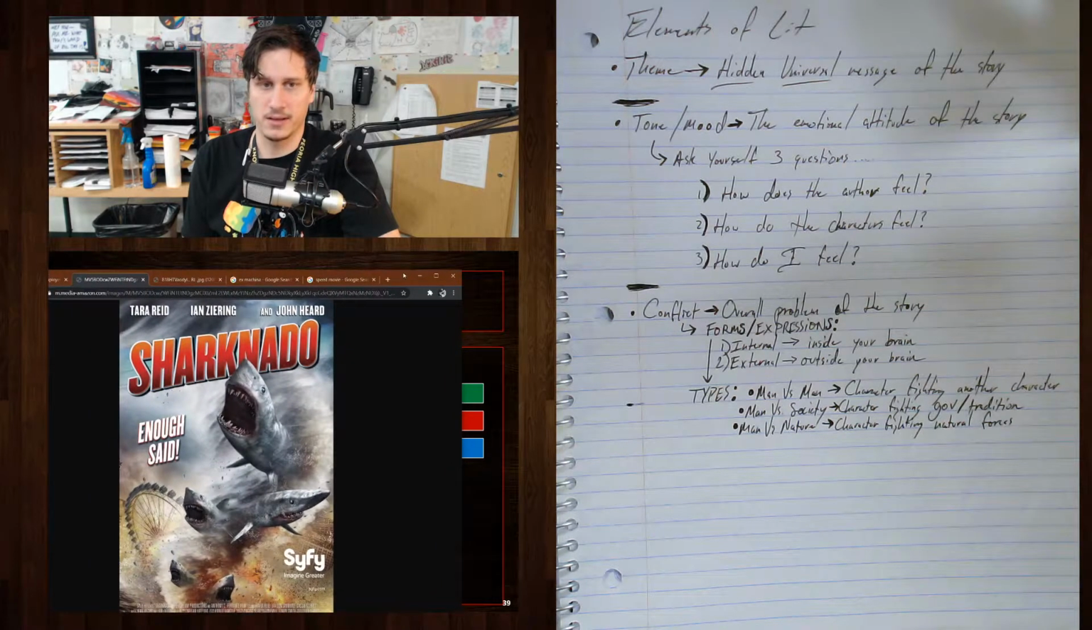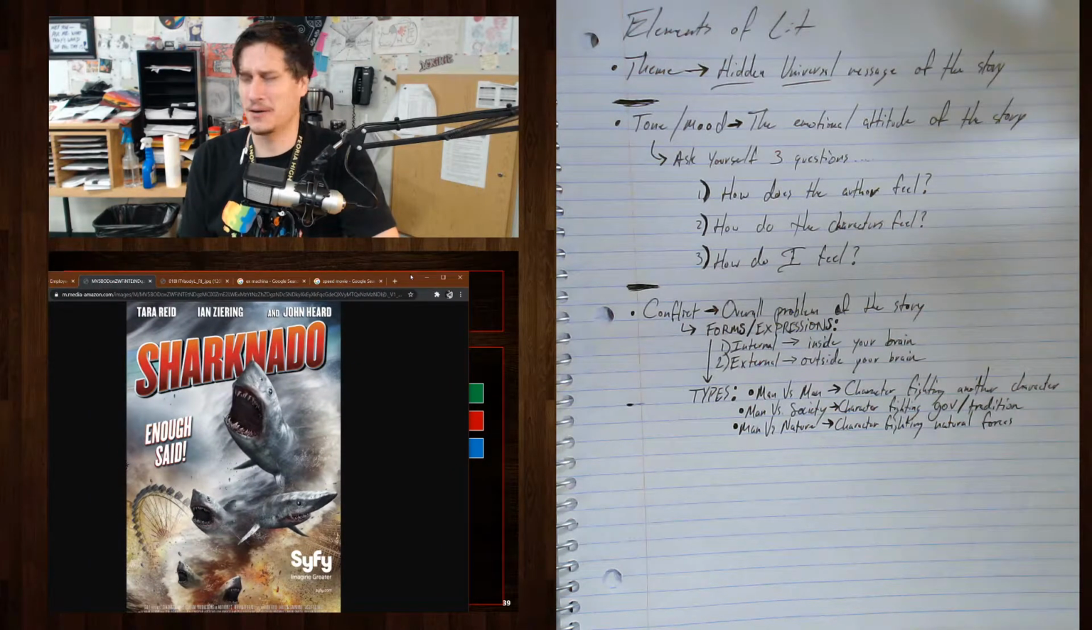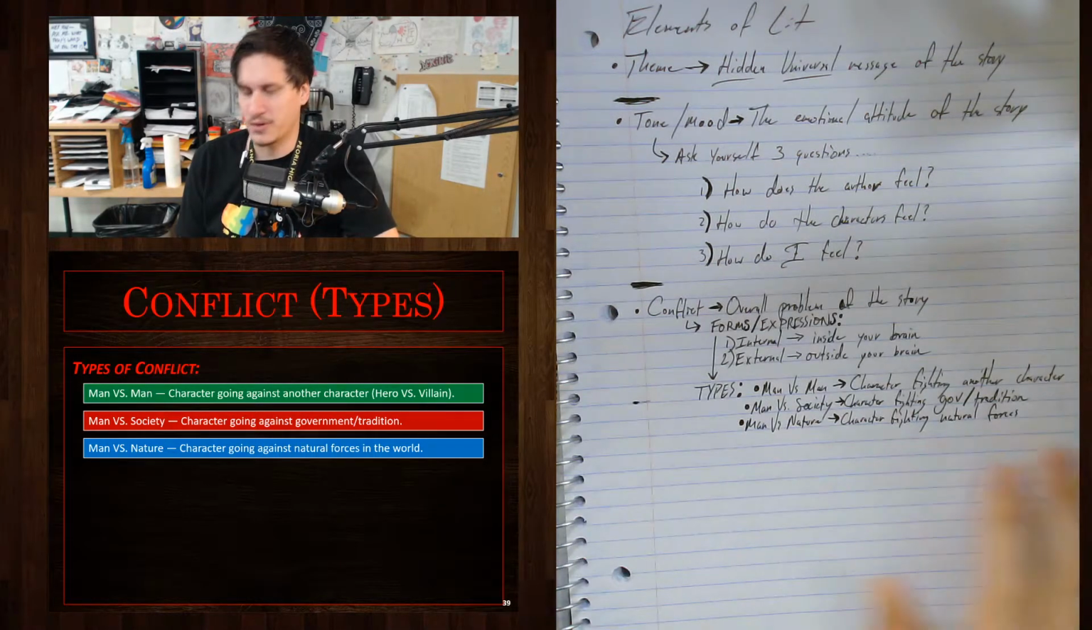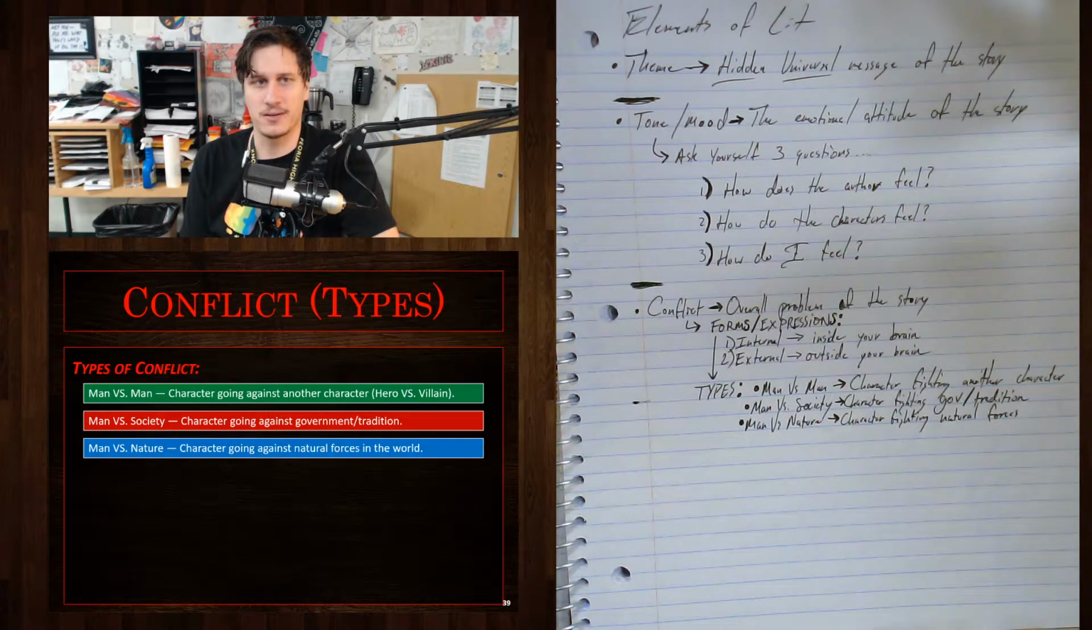So Sharknado is literally a movie about a tornado that has sharks in it. They somehow made like 5 of these. I have no clue how. I have been told it is a very bad movie, but that would work. Any movie that involves going into space, pretty much right there is going to be man versus nature. So, yep, that's the thing.